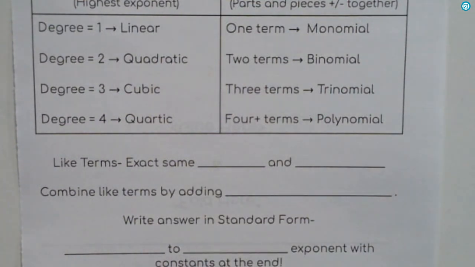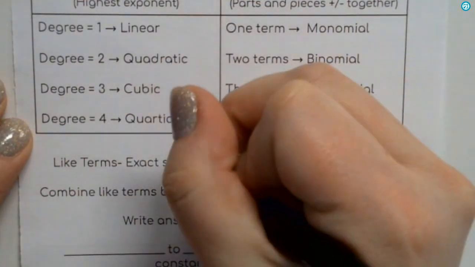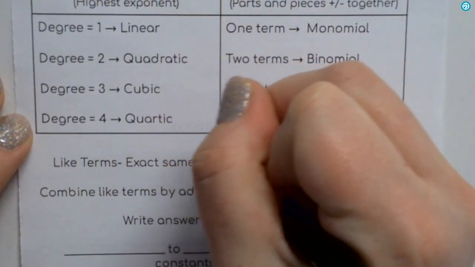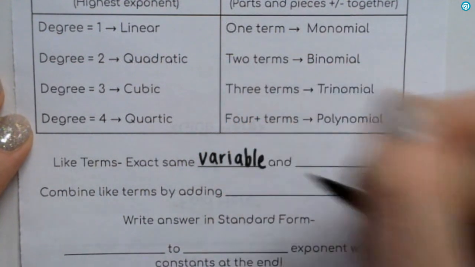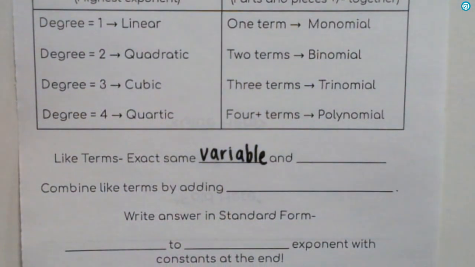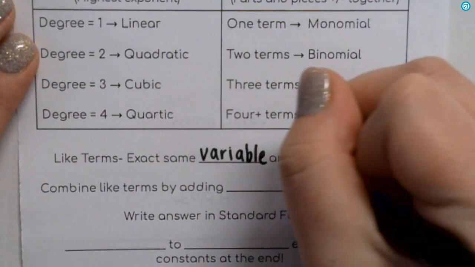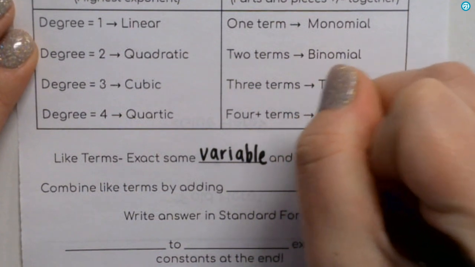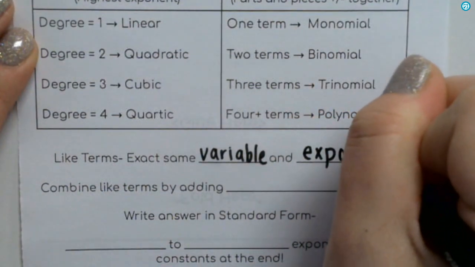So like terms have the exact same variable. So for today, they're always going to have x. But in the future, you can only put x's with x's and y's with y's and z's with z's. And then this is the important part. They also have the same exponent. So the exact same variable and exponent.